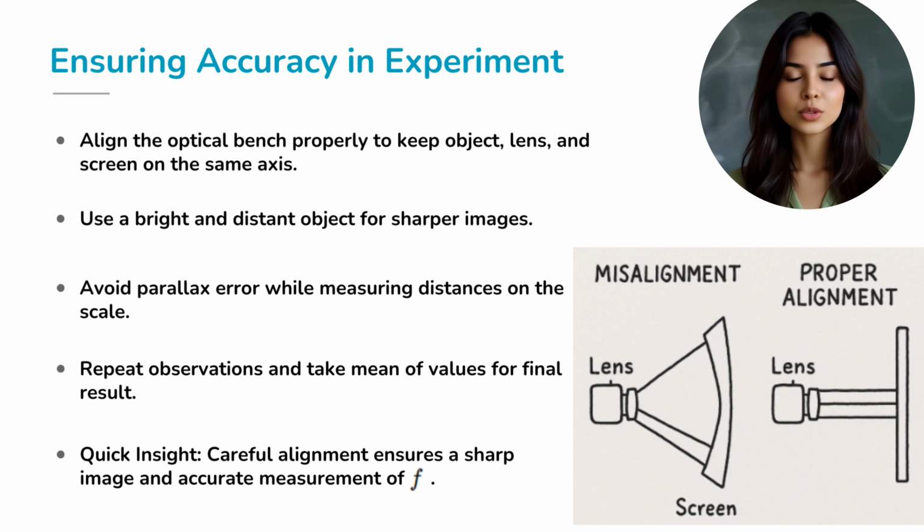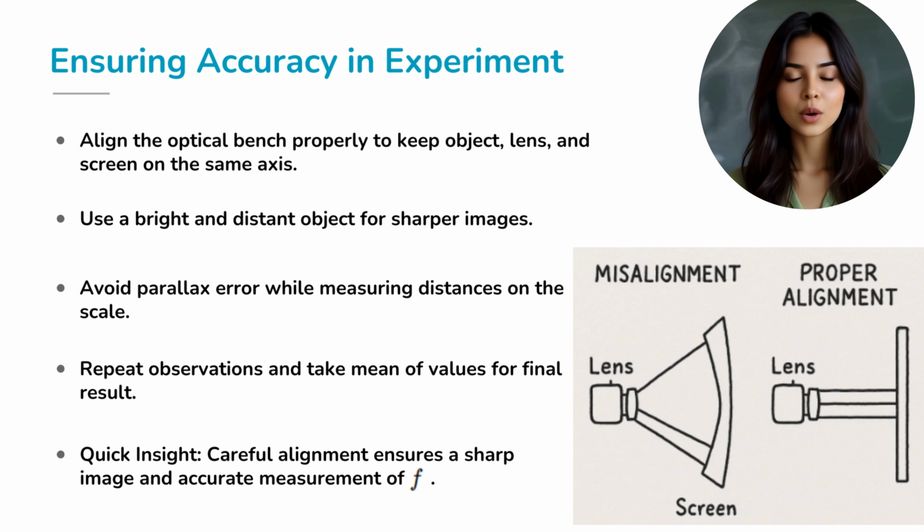Next, always choose a bright and distant object. The clearer the rays entering the lens, the sharper the image you get on the screen. While taking measurements on the scale, avoid parallax error. This means you must look at the markings directly from above, not from an angle. A tilted view can shift your reading and introduce error.